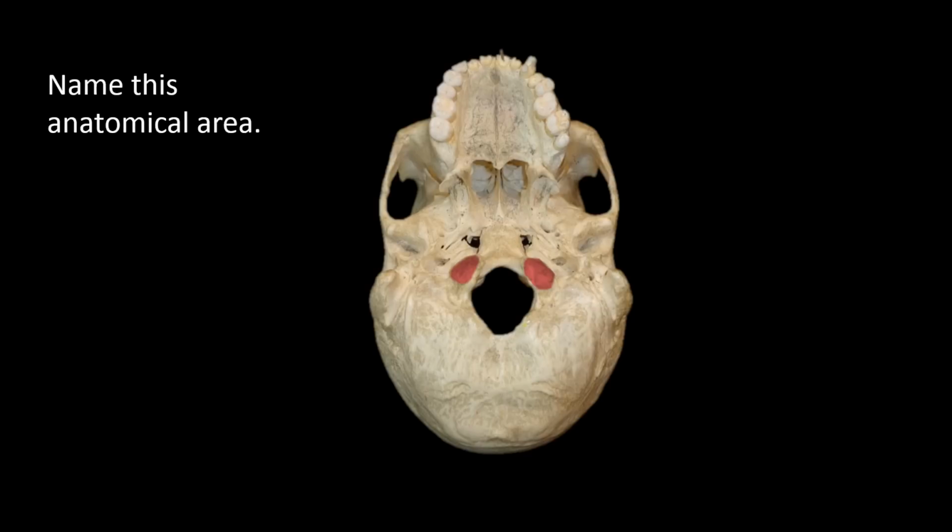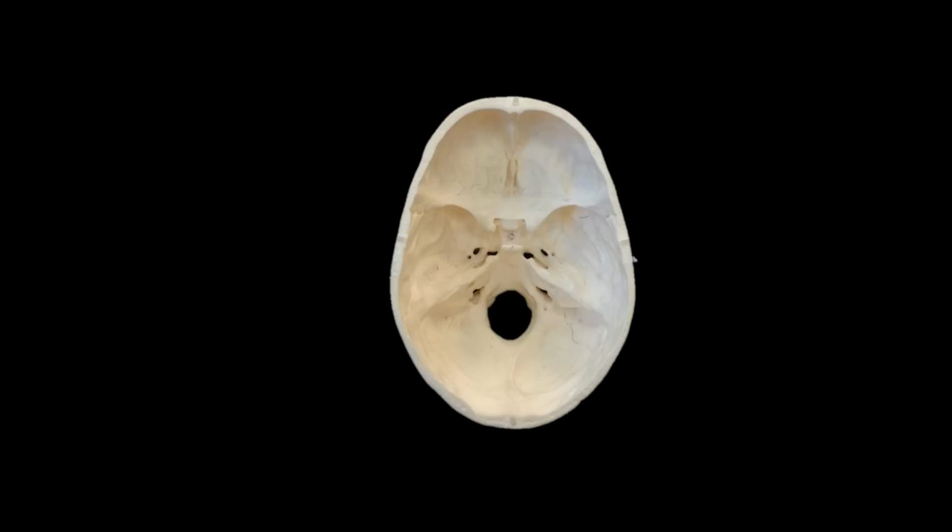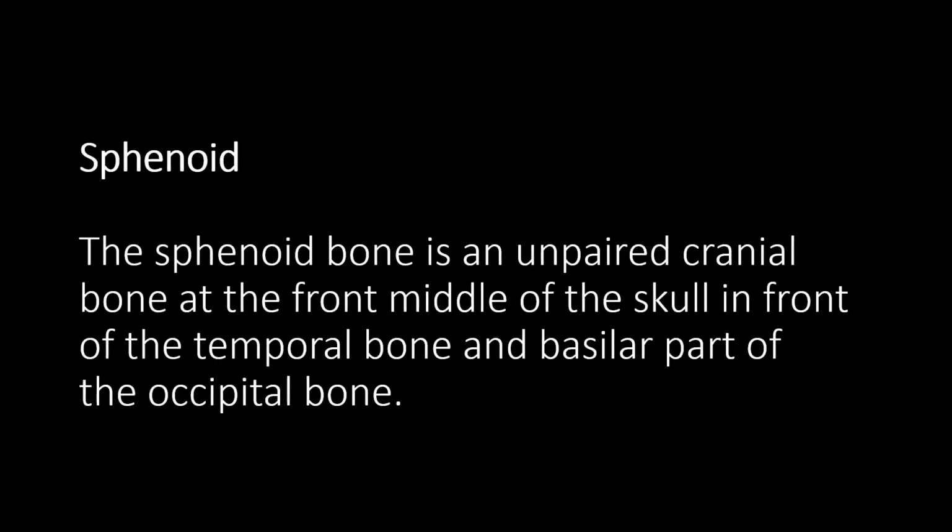Name this anatomical area. Occipital condyle. The occipital condyles are protuberances of the occipital bone which function with the superior facets of the atlas vertebra. Name this anatomical area. Sphenoid. The sphenoid bone is an unpaired cranial bone at the front middle of the skull, in front of the temporal bone, and basilar part of the occipital bone.